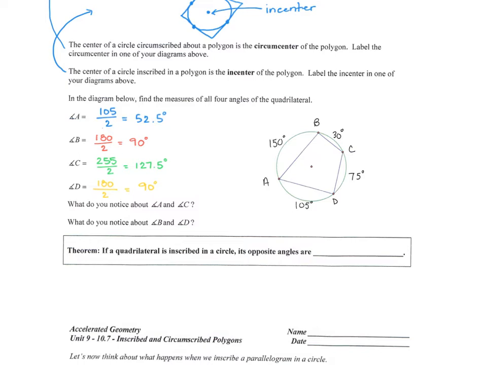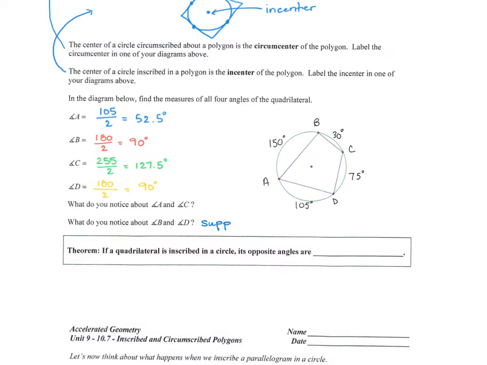So two questions that we want to ask now is, what do you notice about angle A and angle C, and what do you notice about angle B and angle D? It's probably quicker to notice something about angle B and angle D. Being that they're both 90 degrees, you probably notice that they are supplementary.